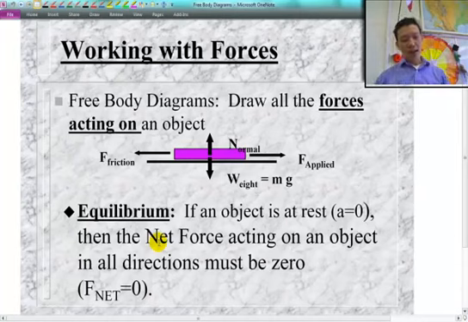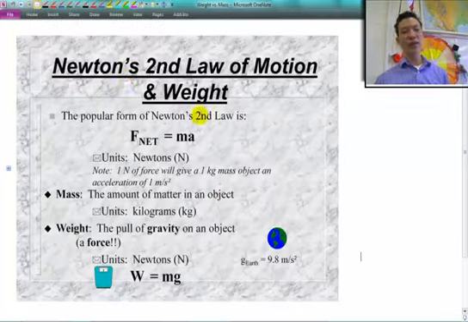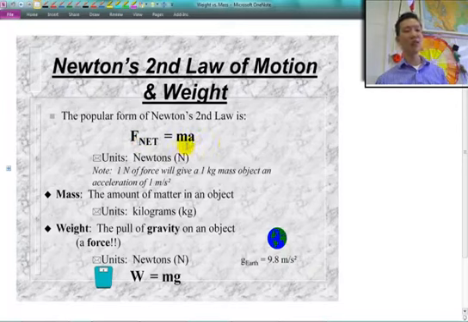Okay? Next, we got one more quick definition, and that is defining weight, which is the pull of gravity. If you look at Newton's second law, the popular form is F equals ma. It looks like a really simple equation. In a second, you're going to see that this is actually very powerful because you can apply it in more than one dimension, in 2 dimensions, in 3 dimensions, etc. Okay? So the net force on an object is equal to an object's mass times acceleration.